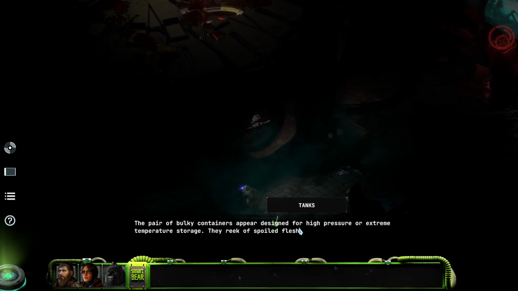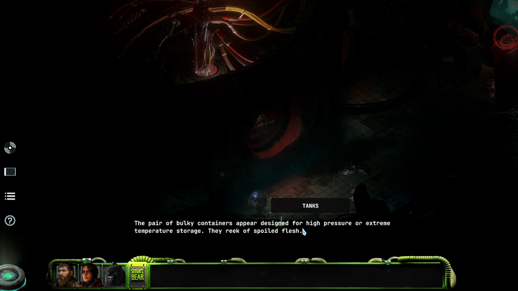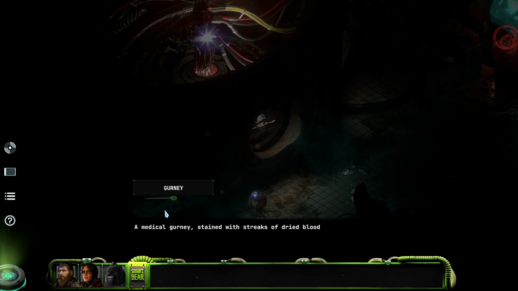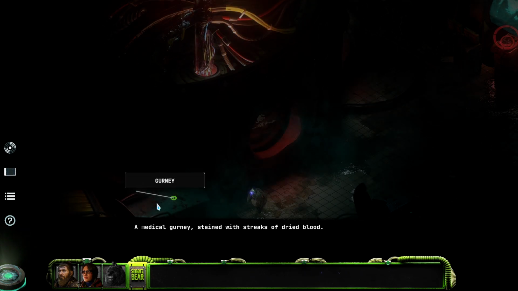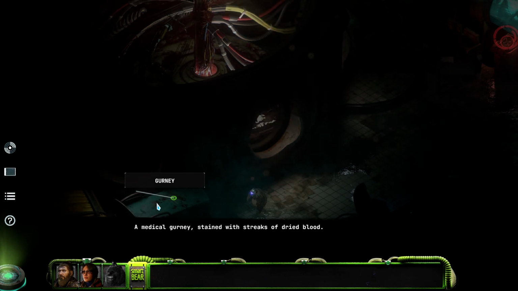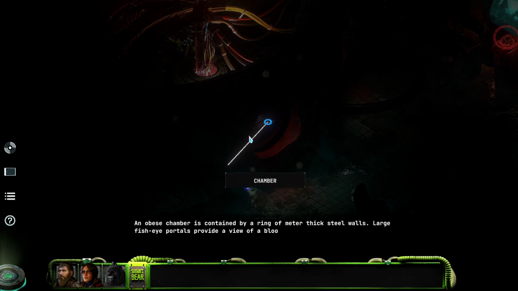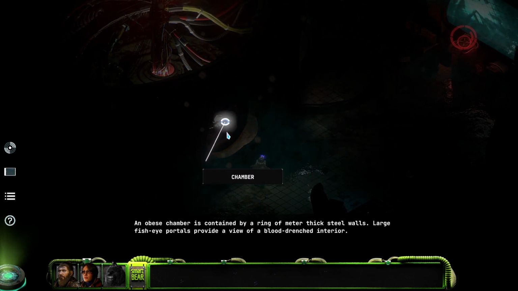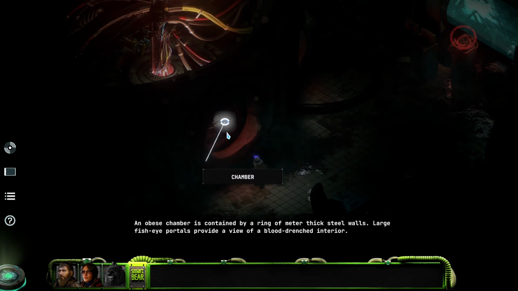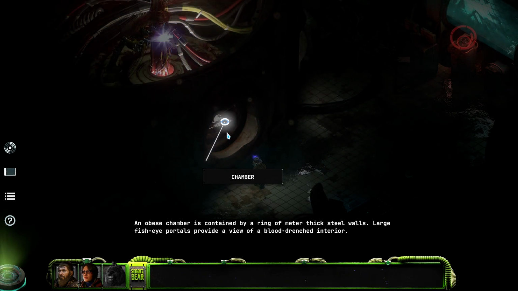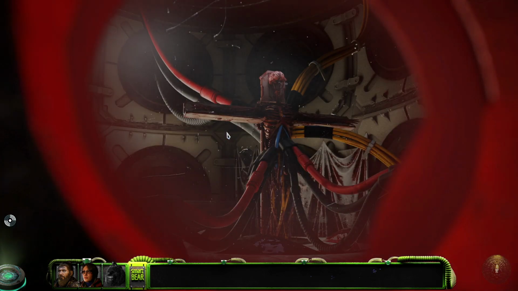Alright. The pair of bulky containers appear designed for high pressure or extreme temperature storage. They reek of spoiled flesh. A medical gurney, stained with streaks of dried blood. Oh, things are actually worse for our friend than I thought, even. And I thought they were going to be pretty bad. An obese chamber is contained by a ring of meter-thick steel walls. Large fisheye portals provide a view of a blood-drenched interior.